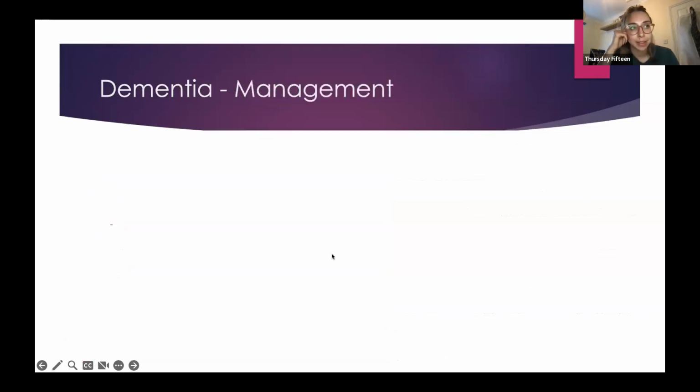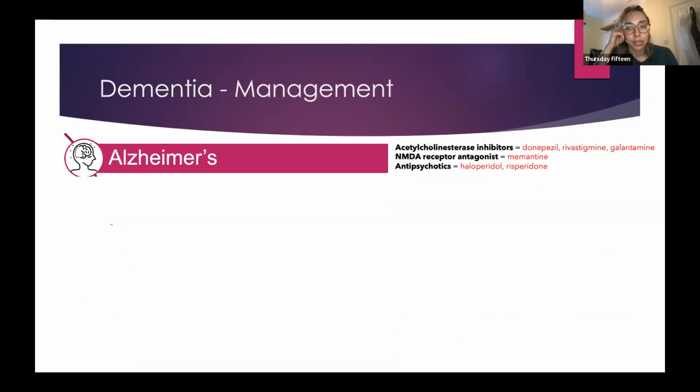Management varies based on the type of dementia. In Alzheimer's, we use acetylcholinesterase inhibitors, NMDA receptor antagonists like memantine, and antipsychotics. Memantine is generally reserved for more severe cases further down the line. If you were going to medicate someone with dementia, donepezil would be a common one to start. You can also use antipsychotics like haloperidol and risperidone as a last line for managing BPSD after environmental modifications, or in people who are prone to delirium.